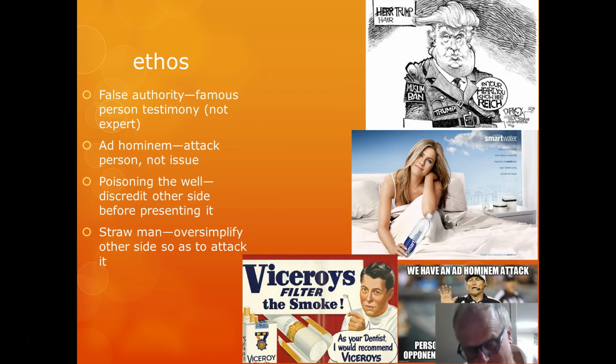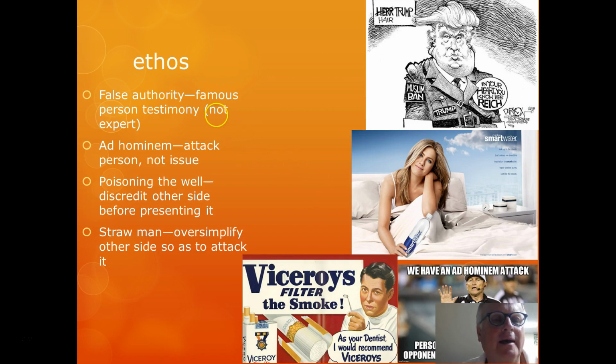Next are fallacies of ethos, and these are actually fairly common ones where we attack a person rather than a person's position, what we call an ad hominem attack. Or we get some attractive spokesperson to make a case and say, well, here's this famous person. She likes to drink smart water like Jennifer Aniston does over here. So she must know what she's doing because she's famous and attractive, so it's okay.